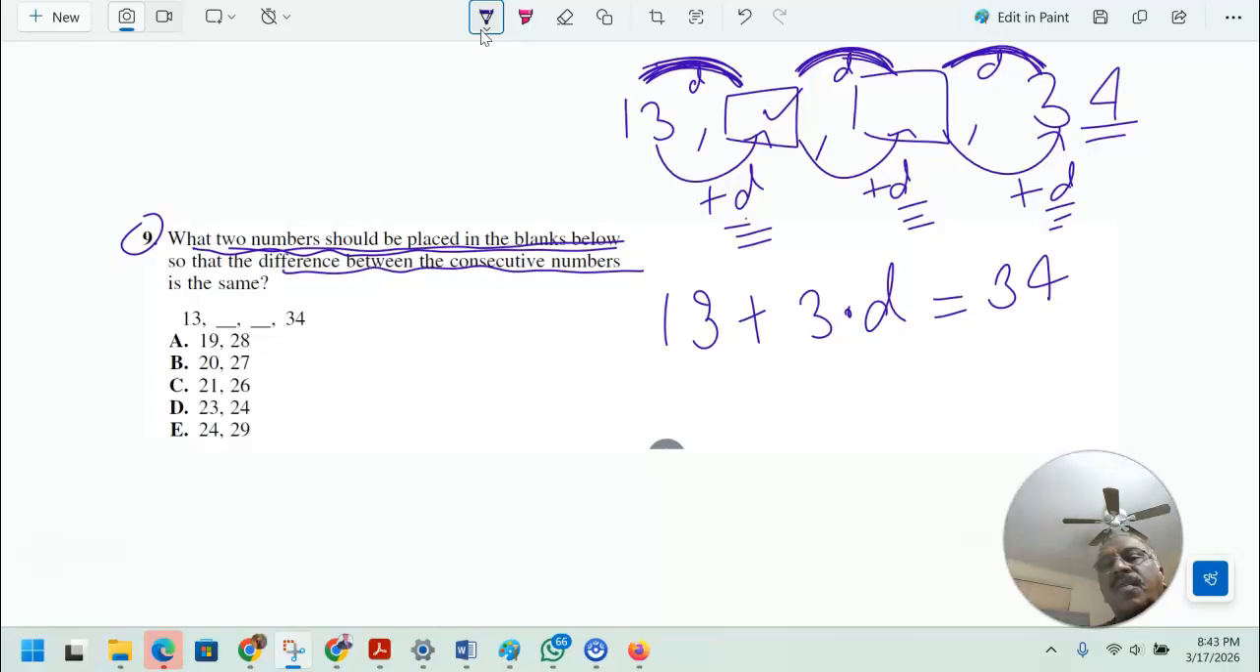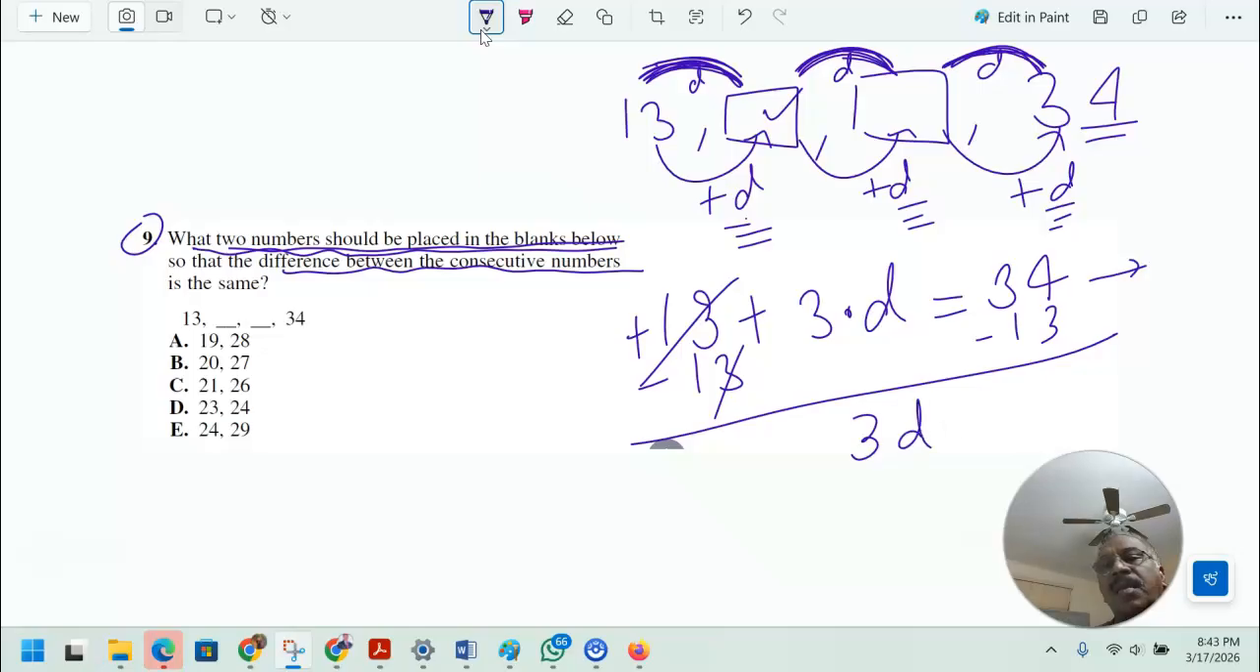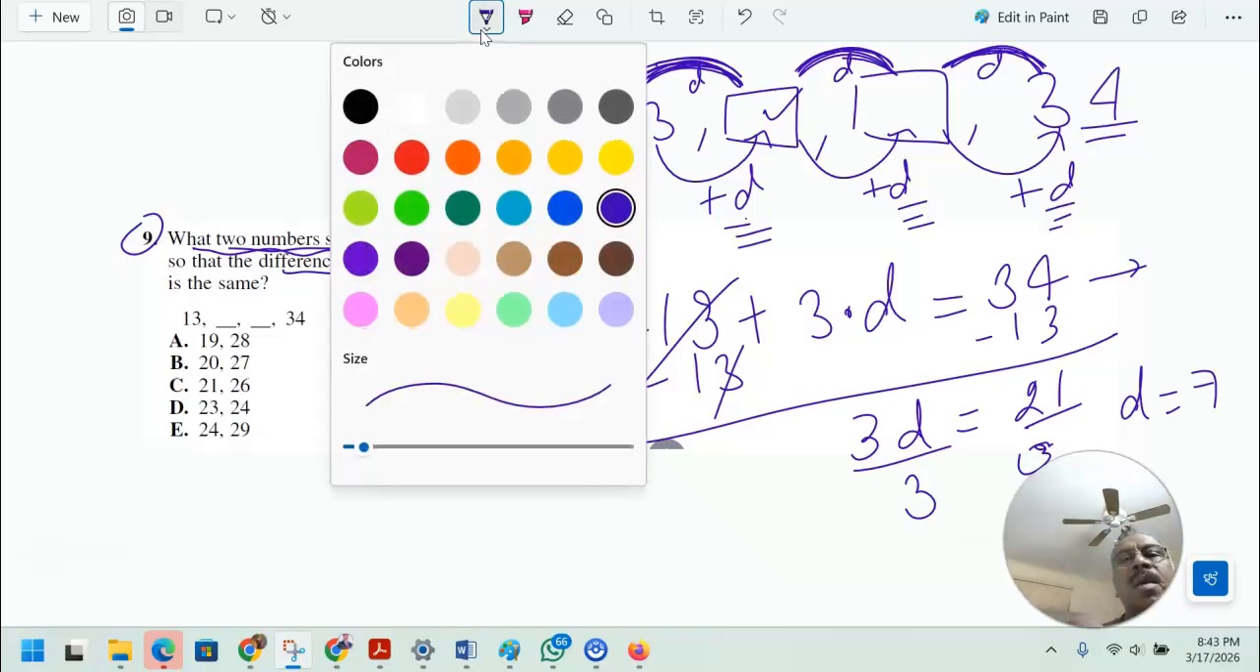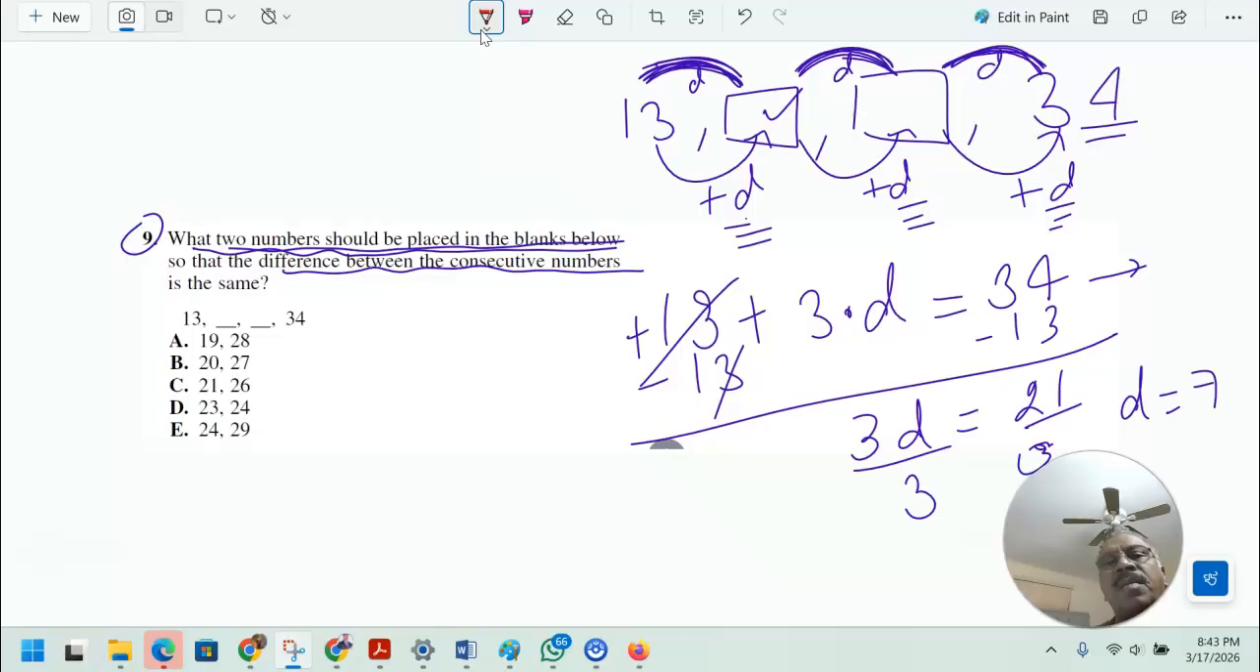So the rest is just a two-step equation. This is plus 13, subtract 13 from both sides, and you get, this crosses out, 3D equals 21. And then divide by 3, you get D equals 7. So it means all you are adding is 7. So 13 plus 7 is 20, 20 plus 7 is 27, and 27 plus 7 is 34.